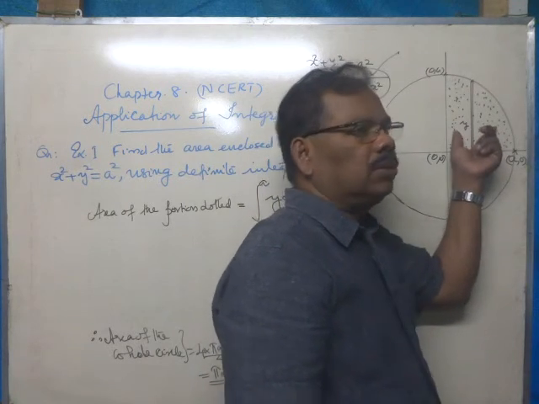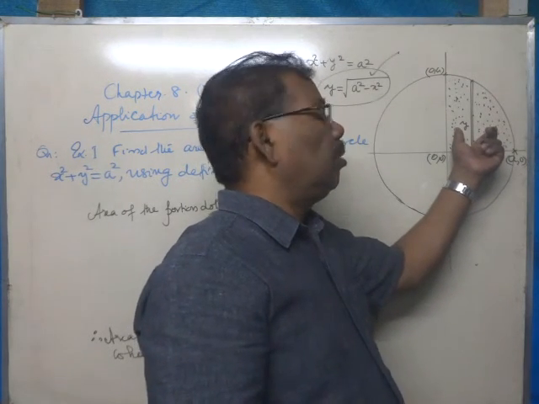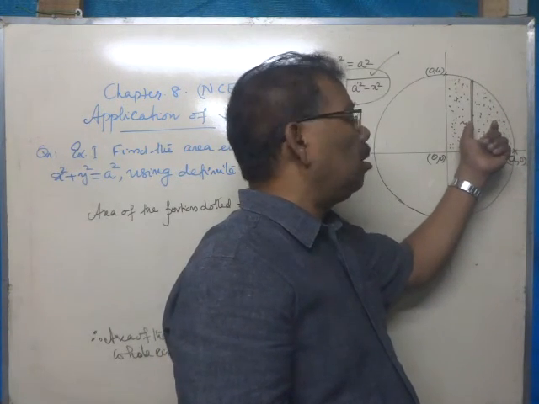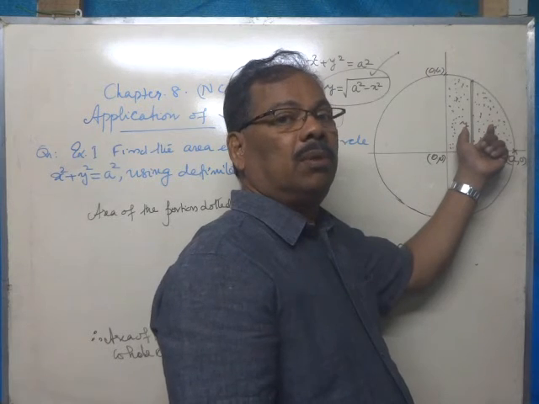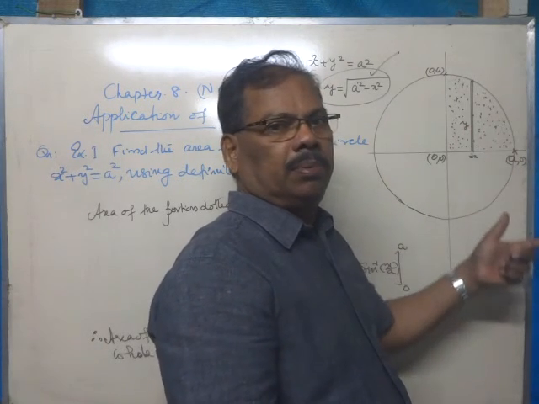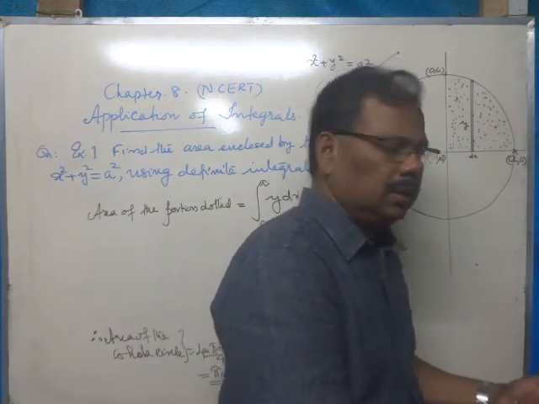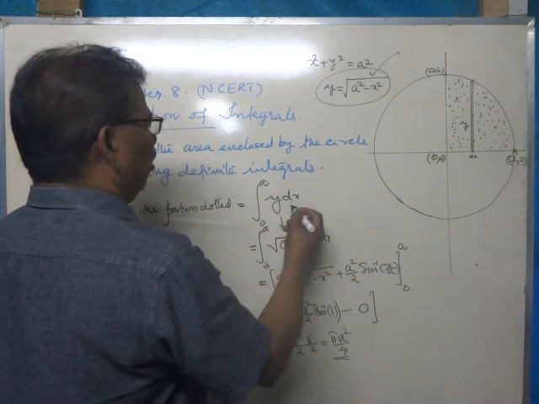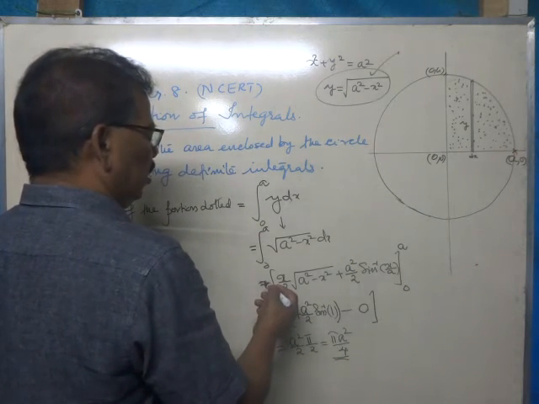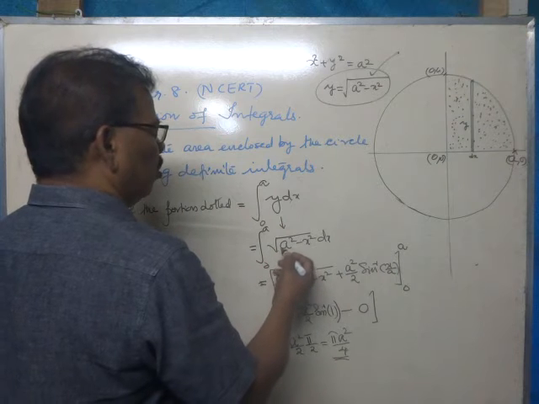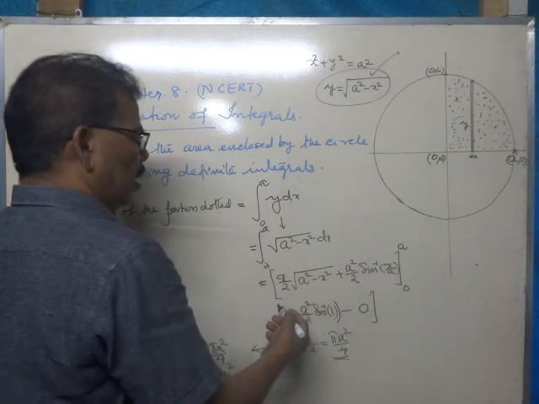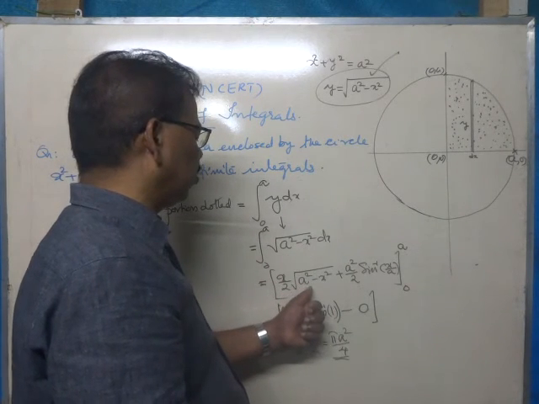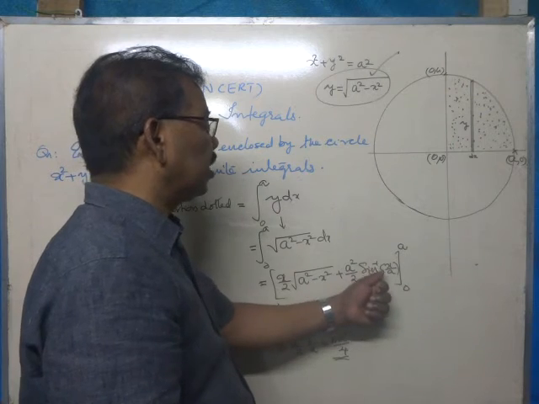And in this sector, we have innumerable such rectangles. To get the whole area of that sector, we need to sum up those areas. Summing up means integrate. Integrate from where to where? From 0 to a. Integral 0 to a y dx. That is integral 0 to a square root of a square minus x square dx. And integral square root of a square minus x square is equal to x by 2 square root of a square minus x square plus a square by 2 sin inverse x by a.